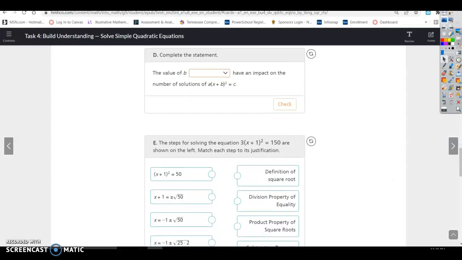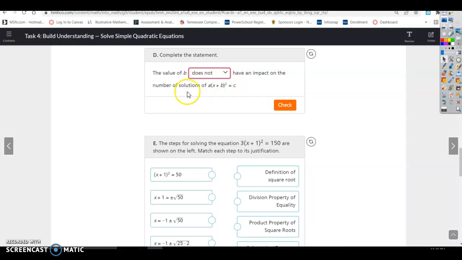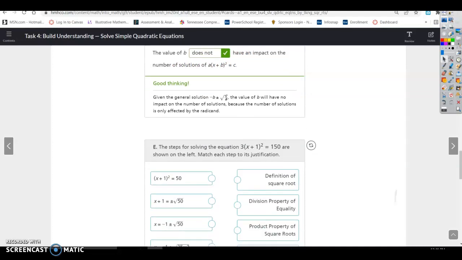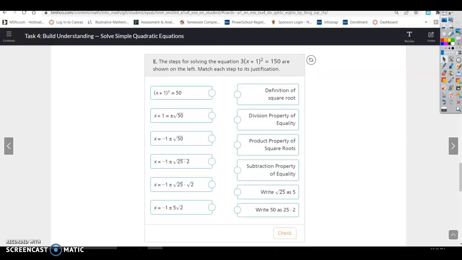Alright, complete the statement. The value of b does not have an impact on the number of solutions of this equation. So b will not determine the number of solutions. It doesn't tell you how many solutions.